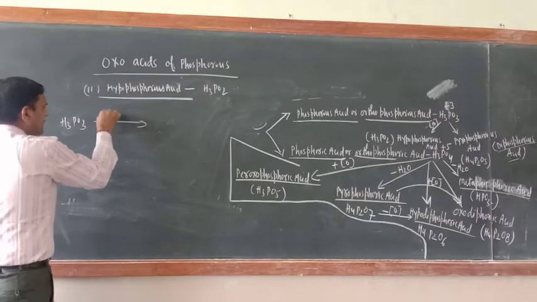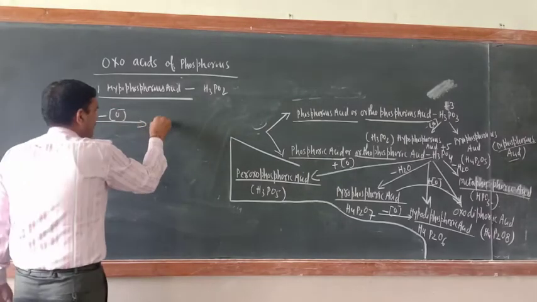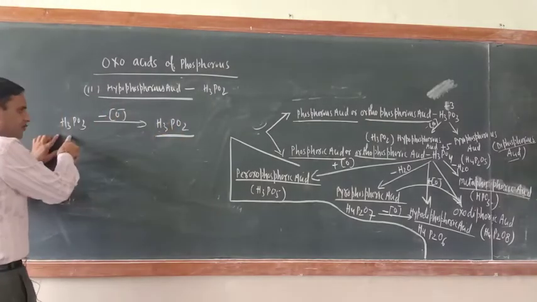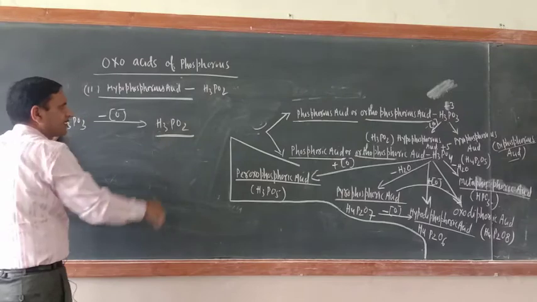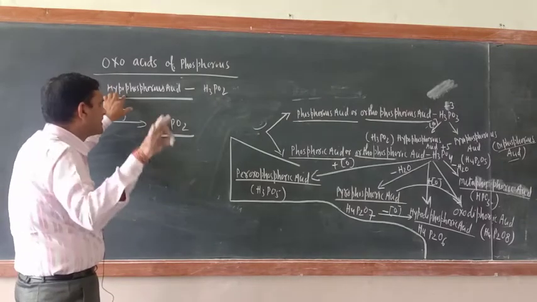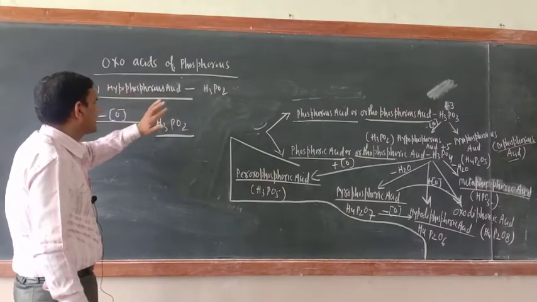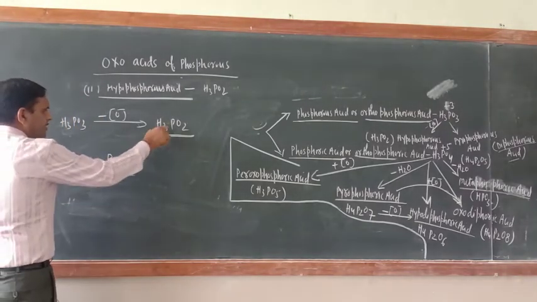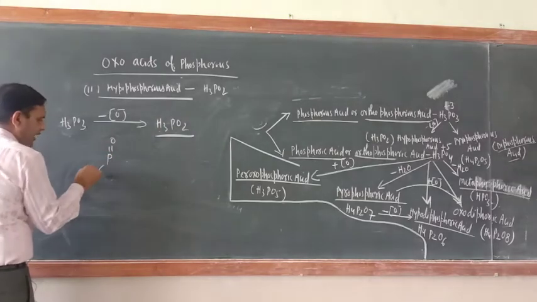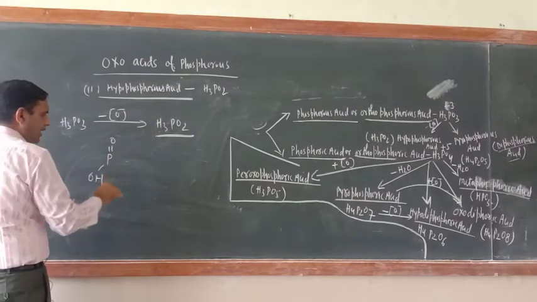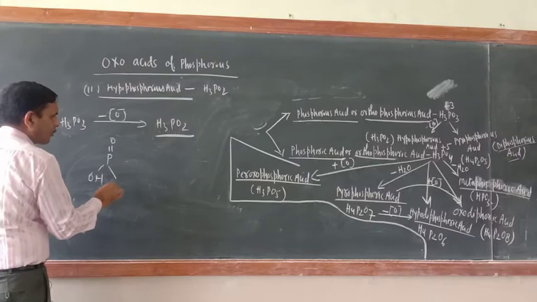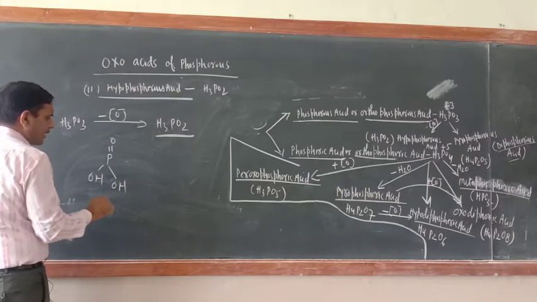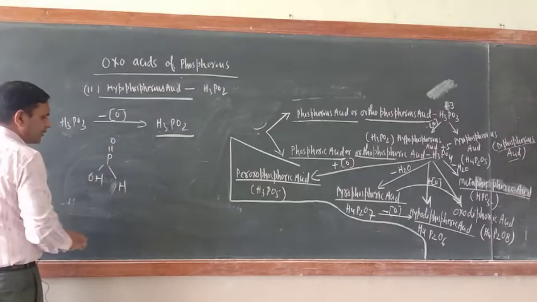This is obtained from H3PO3. H3PO3 is there, replace 1 oxygen. So H3PO2, hypo. As compared to this one, here 1 oxygen is less. That is why this is known as hypo. Hypo means less. Hypophosphorus acid. Now see the structure. This is P double bond O and OH. Now one more OH. Oxygen is 2 only, so you have written 2 oxygen here.